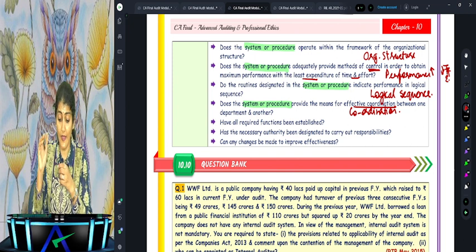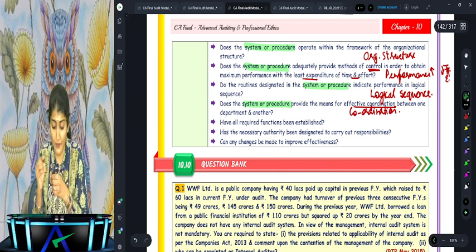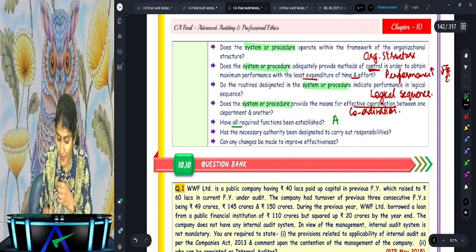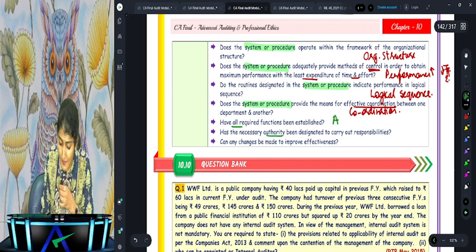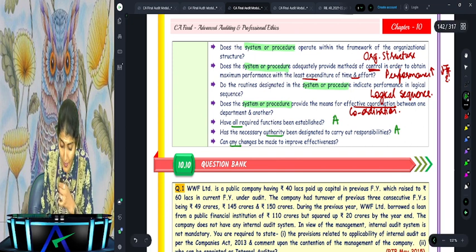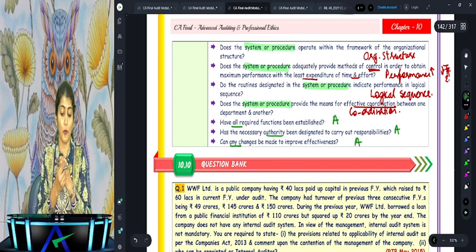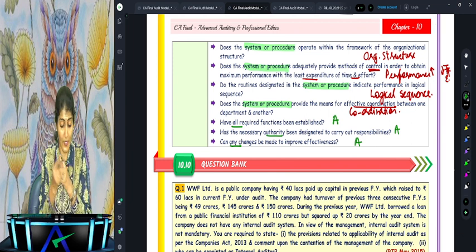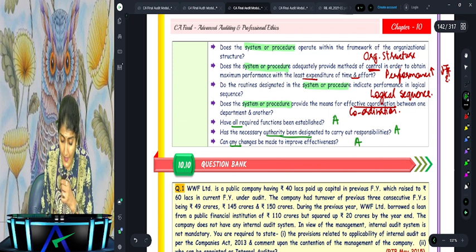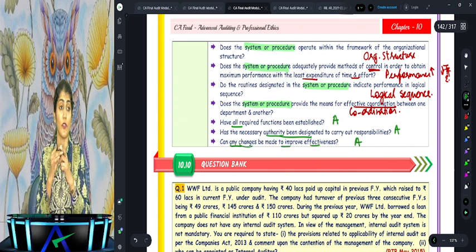And then what are the other points we have over there? 3 A's over there. What are the 3 A's? Whether all required functions have been established, whether necessary authority has been designated to carry out the responsibility, and whether any changes can be made to improve the effectiveness. Right? So all required functions, authorities have been designated, and can any changes be made to improve the effectiveness?